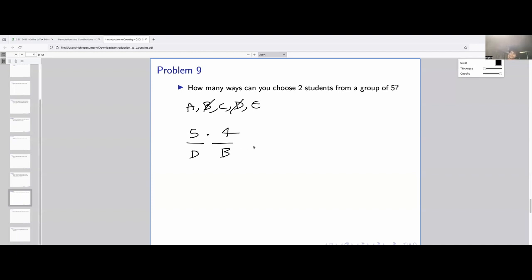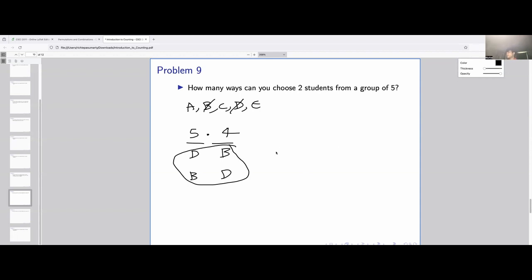So here's why it's incorrect. This does not account for the order in which I choose the students. For example, I chose D, then I chose B. But in reality, I could have chosen B and then D, and it would have resulted in the same thing. So if the answer is 20, it's something I count twice, but it should only be counted once.